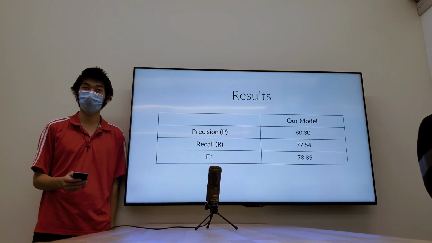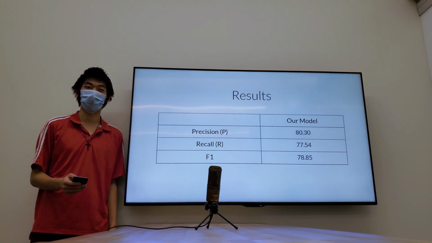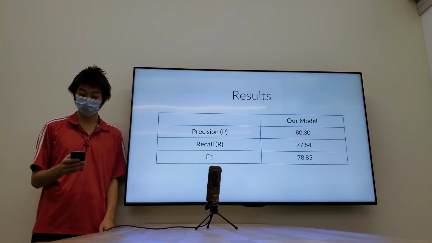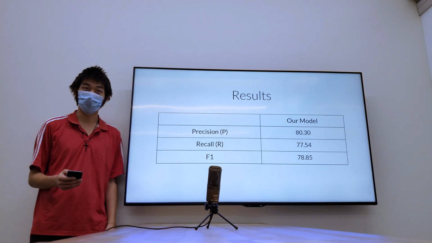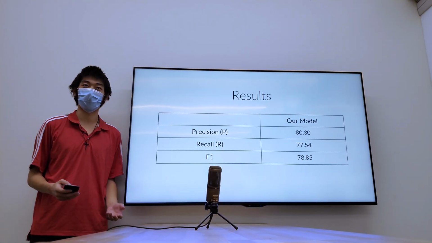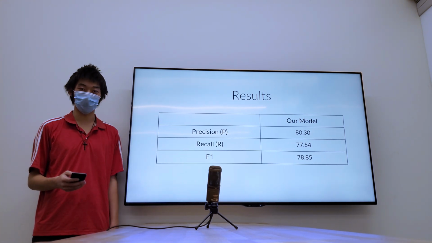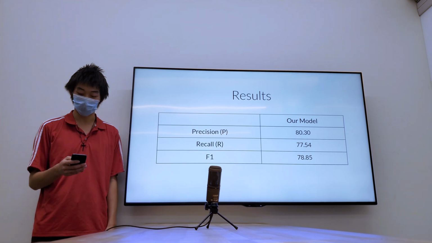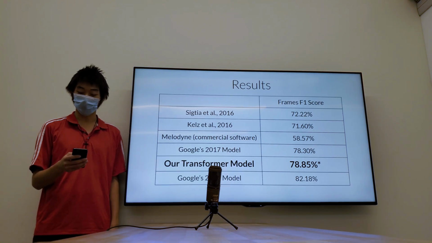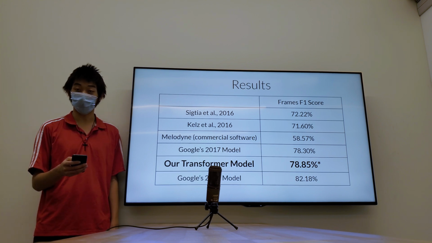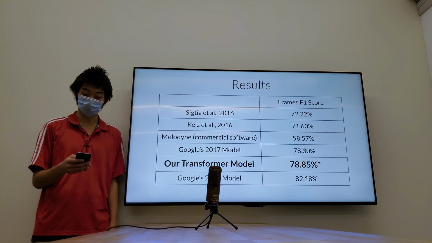It's important to know that the data used for music transcription is inherently biased. A piano has 88 keys, but a human only has 10 fingers. Therefore, accuracy is not a very useful metric, because even a model that predicts no notes can achieve a very high accuracy score. Therefore, we decided to use precision, recall, and F1 score to evaluate the performance of our model. We are able to achieve an F1 score of 78.85%, which slightly outperforms Google's 2017 model, which our model is based on.